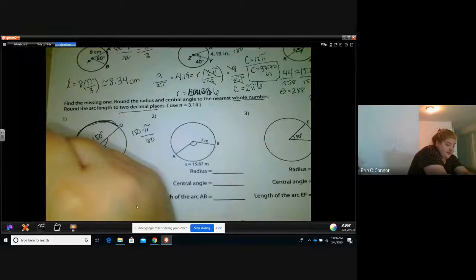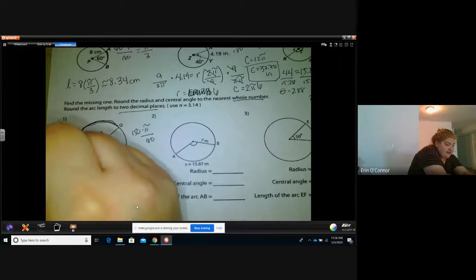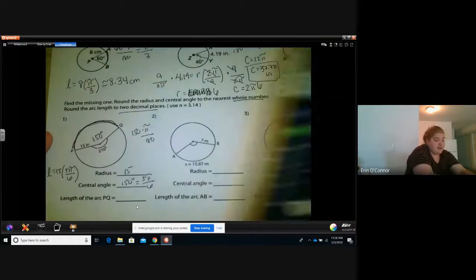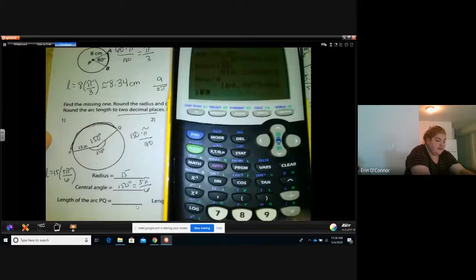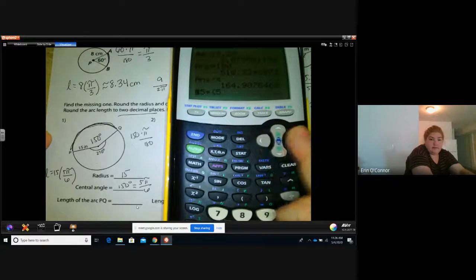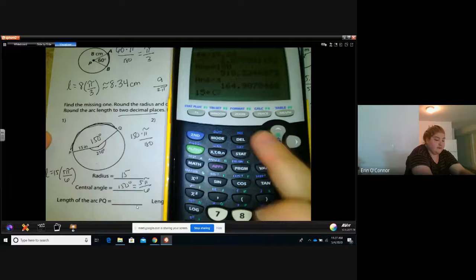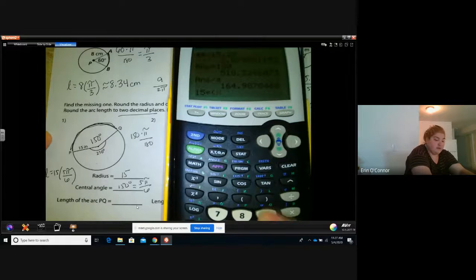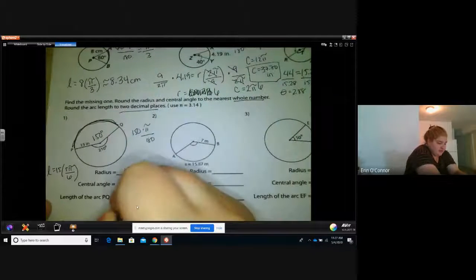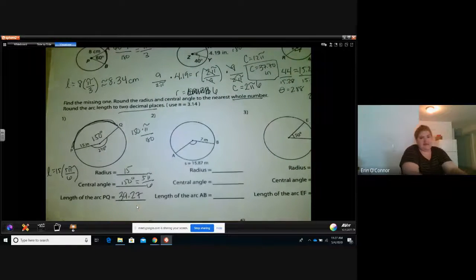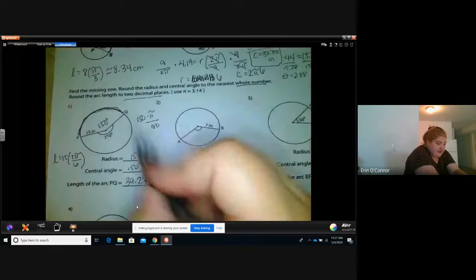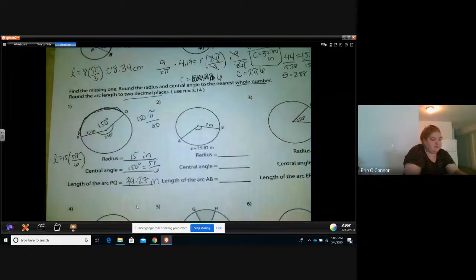So length is equal to 15 times 5 pi over 6. We're going to put that into our calculators. 15 times parentheses 5 pi divided by 6, and I get 39.27. And it said round to 2 decimal places. 39.27. I'm going to use pi instead of 3.14. You guys can choose to use either. And here we're using inches, so I'm going to put inches on both of these.